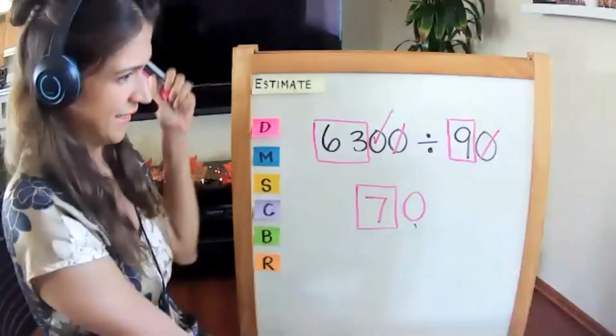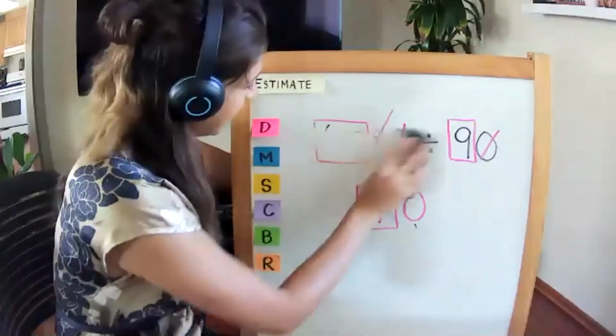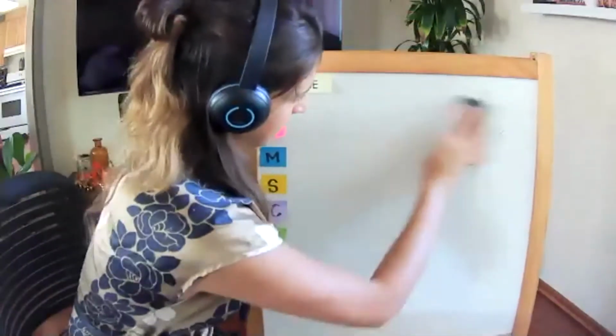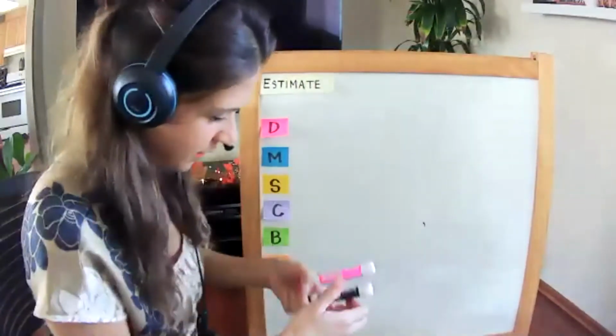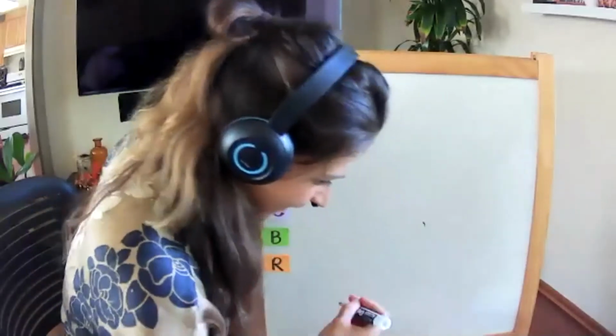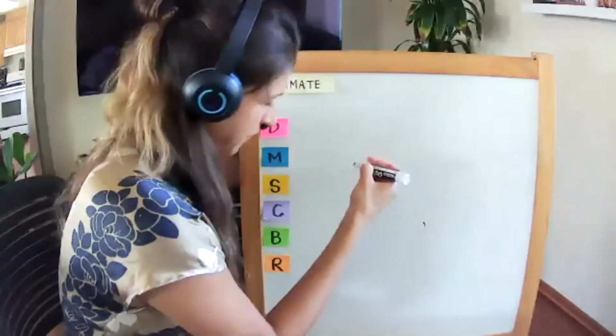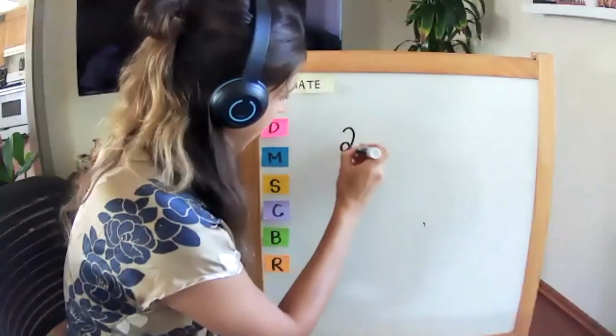700. 70. 50 million? You're scaring me, guys. 70 million? Nick, it's not that far. All right, let's try another one before I cry over here.